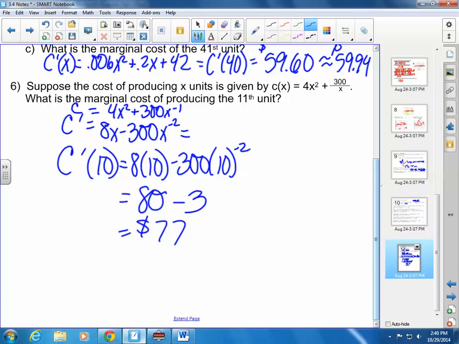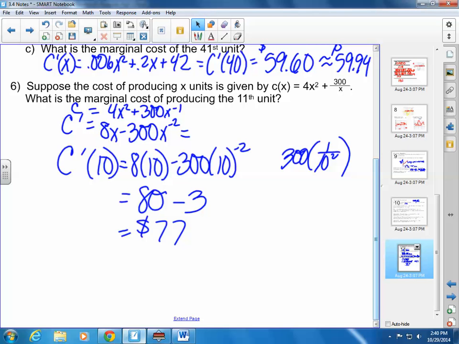So if I asked for the 50th unit, how'd I get 3? This means 300 times 1/100th, which is 3. Which is what your calculator would do as well. So if it asks for the marginal cost of the 50th unit, you plug in 49. Plug in one less.